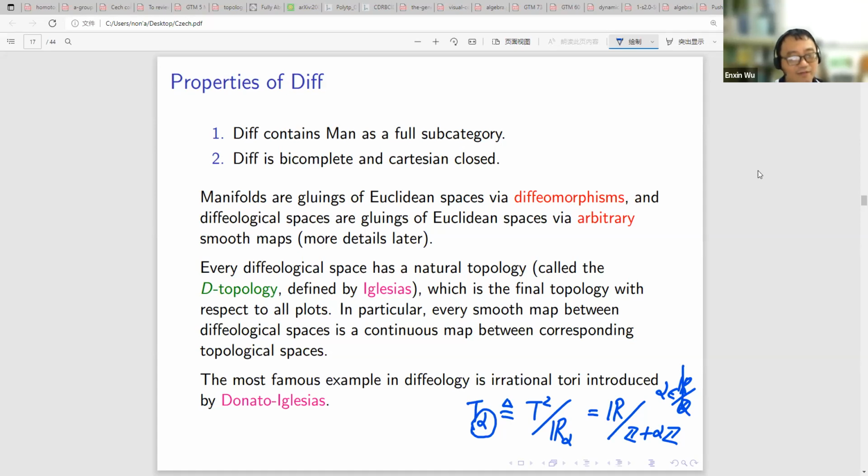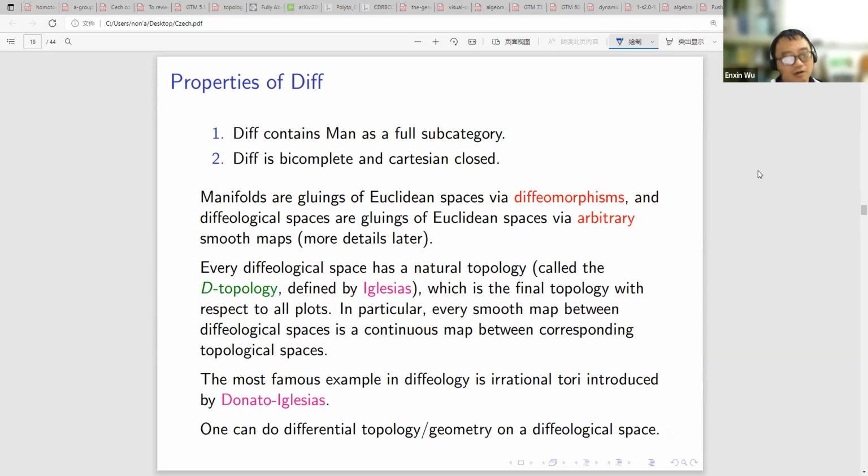This is a very famous result, found not long after the invention of the concept of diffeological space. It was done by Donato and Iglesias-Zemmour in, I think, 85 or so. Both of them are students of Souriau.